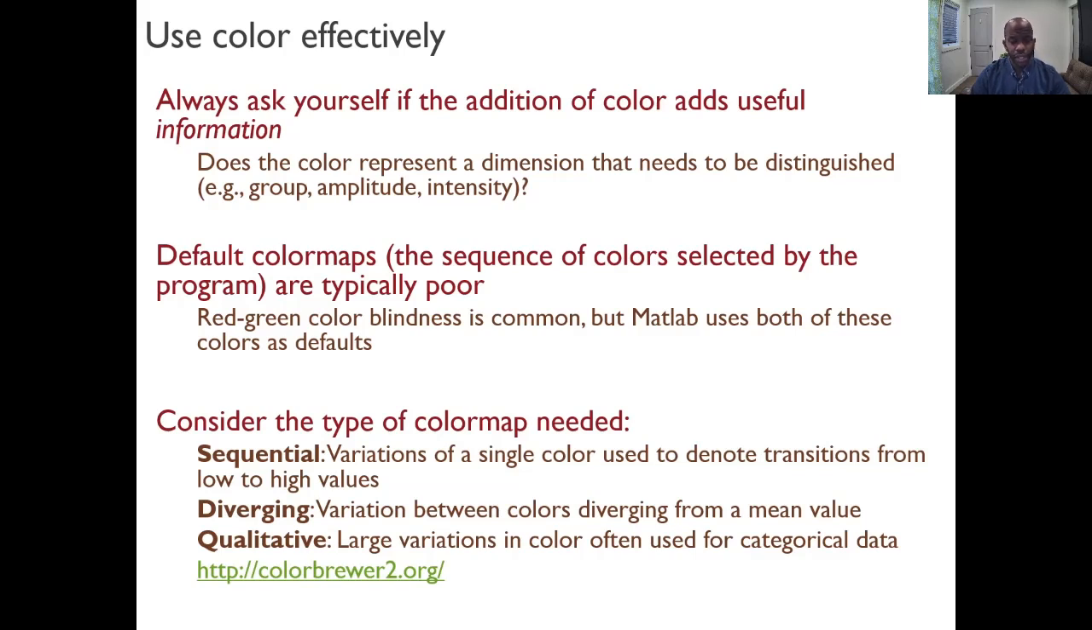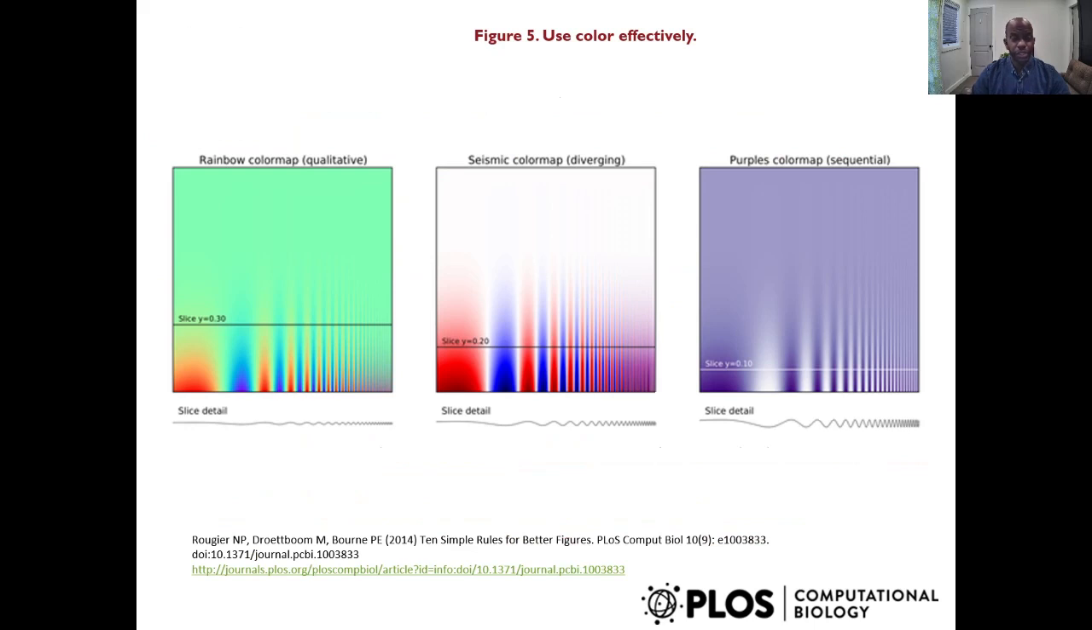You have a qualitative variable that you want to distinguish, and you don't want to use colors that convey scale or low to high. You just want to distinguish different groups. So here's an example of a few different color maps that illustrate these points, where you can use qualitative or diverging or sequential colors for the same data.